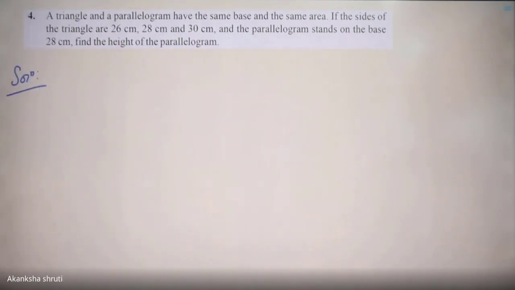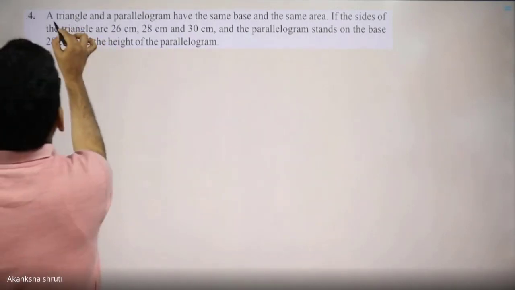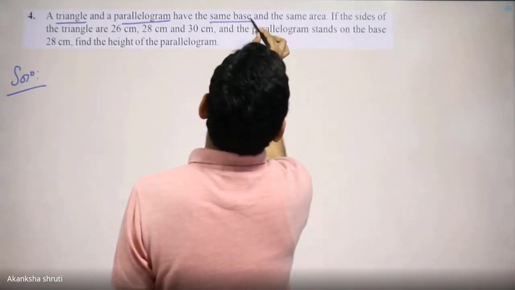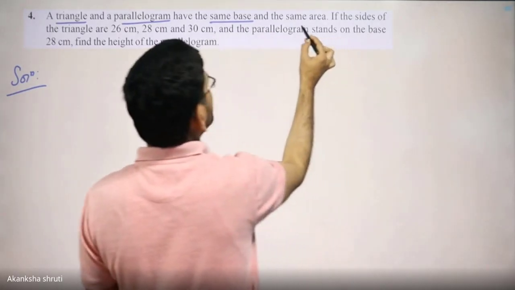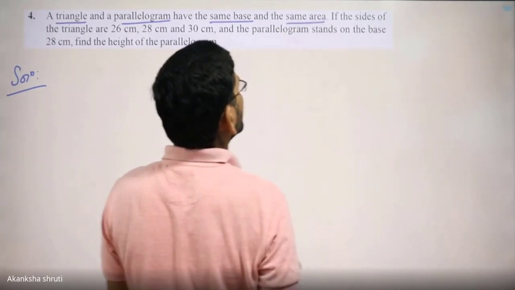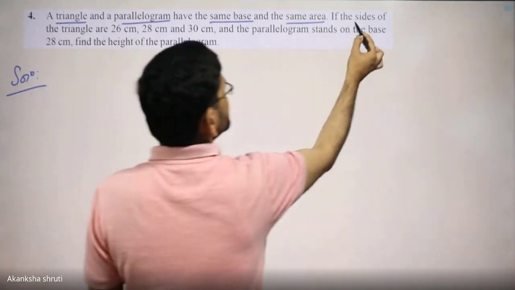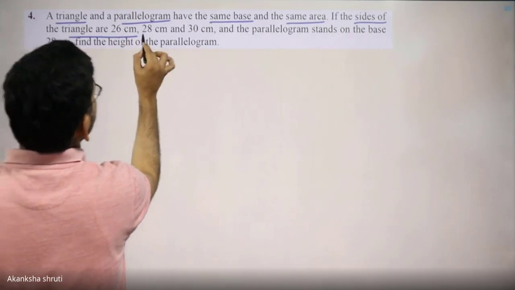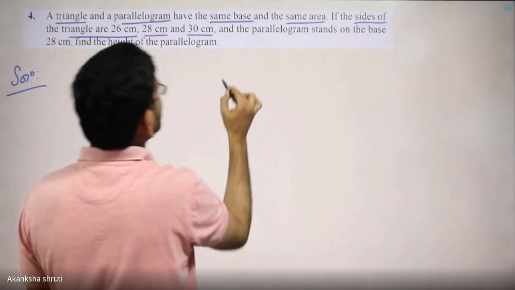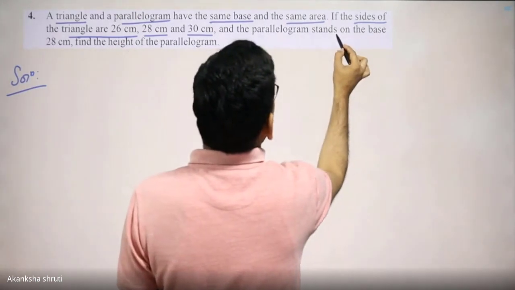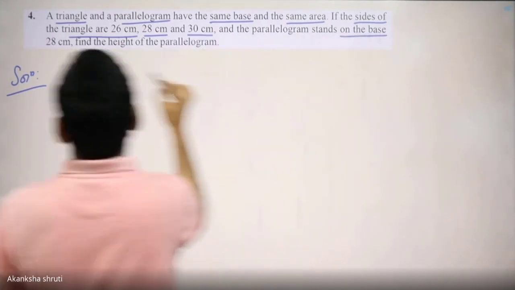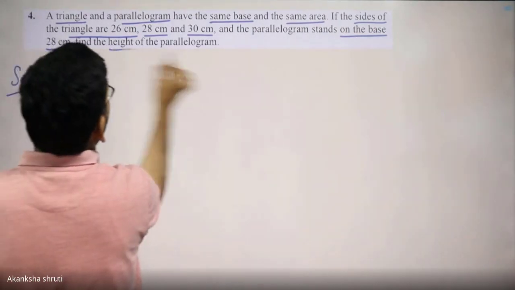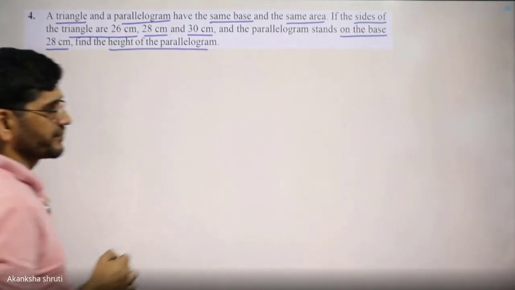Students, let us consider question number 4. A triangle and a parallelogram have the same base and the same area. If the sides of the triangle are 26, 28 and 30 centimeter, and the parallelogram stands on the base 28 centimeter, find the height of the parallelogram.